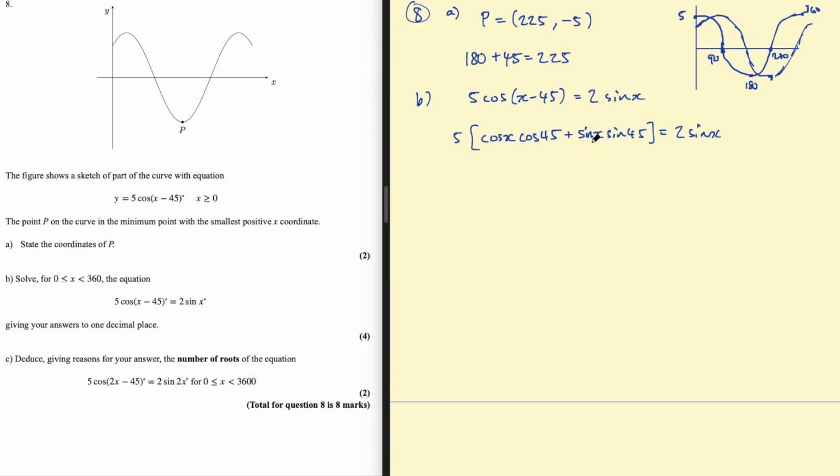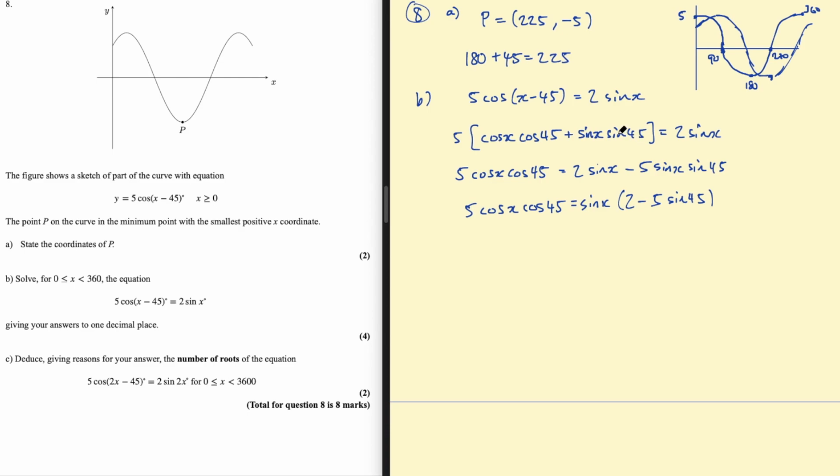So the way we can do that is to get all of the sine x terms together. So expand this 5 out. We're going to have 5 cosine of x cosine of 45. And then take this term over to the right hand side, so this will be subtract 5 sine of x sine of 45. And then factorize the sine x out of those two terms. So this will be sine of x times (2 take 5 sine of 45).